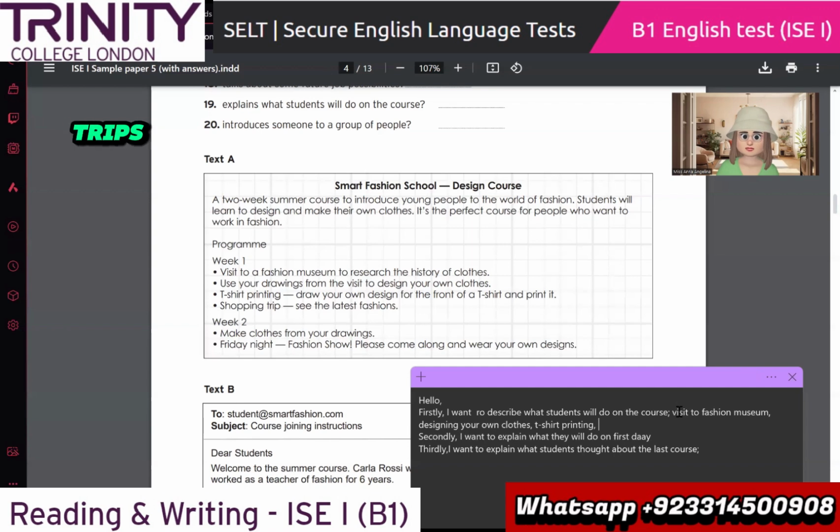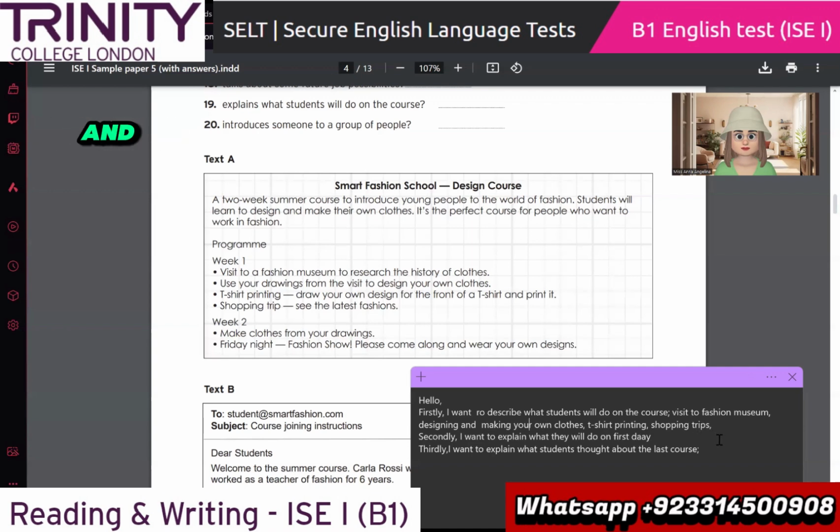Shopping trips, and making clothes. Okay, making clothes. We can use that, because it will be too much otherwise. The course visit to fashion museum, designing and making their own clothes. Making your own clothes is fine too.